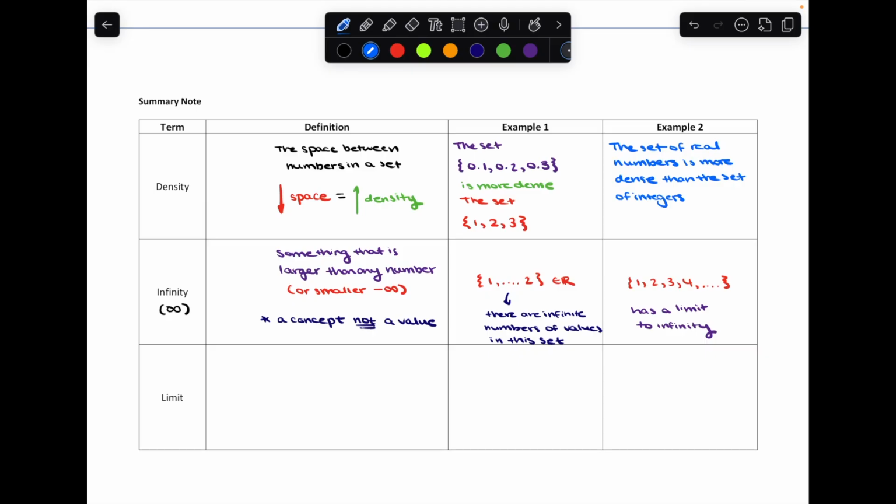Finally, when we look at limit, the limit we can define as the value that a pattern or a graph will approach but will never touch.